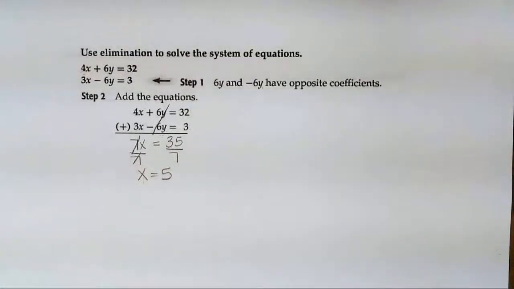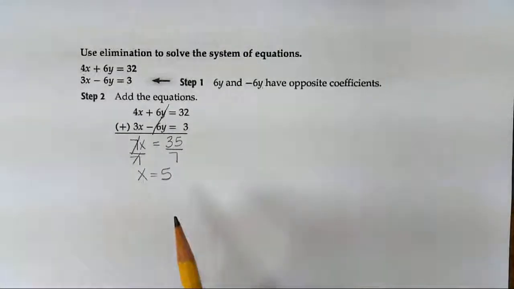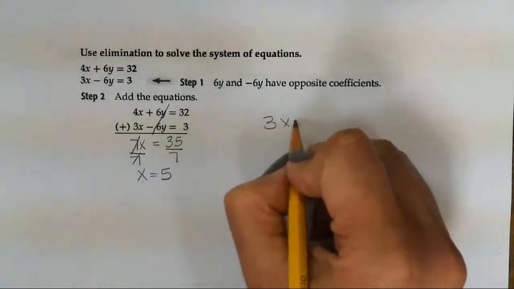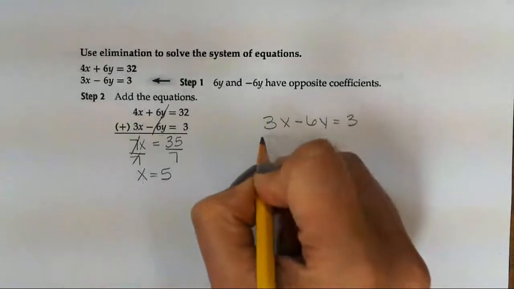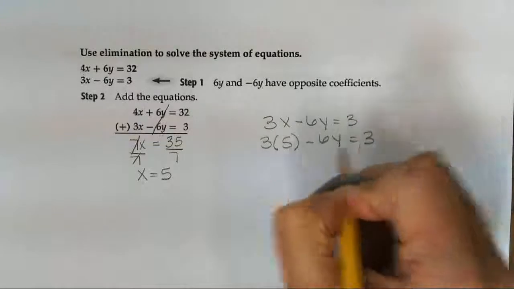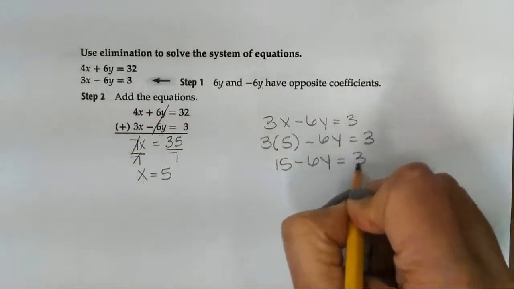Okay, now just like we did in the other questions when we were doing 9.2 with substitution, you're going to now substitute this 5 into one of your equations. So pick one. I'm going to go ahead and do the second one. If I have 3x minus 6y equals 3, I'm going to substitute 5 into x. So I have 3 times 5 minus 6y equals 3. So I have 15 minus 6y equals 3.